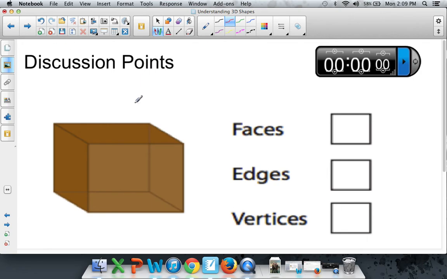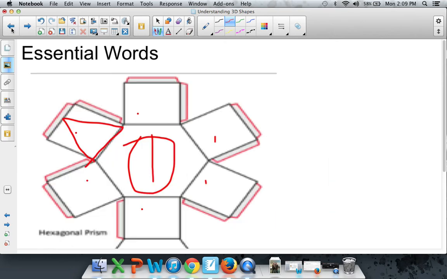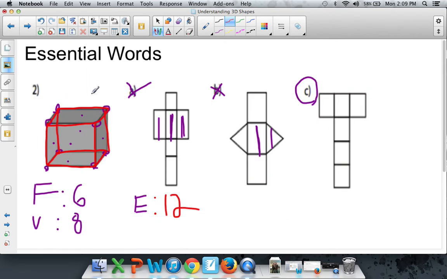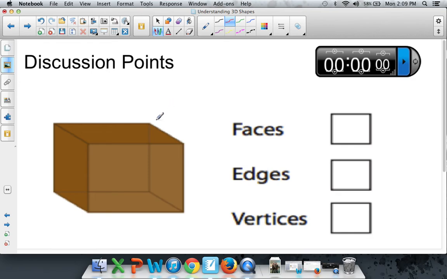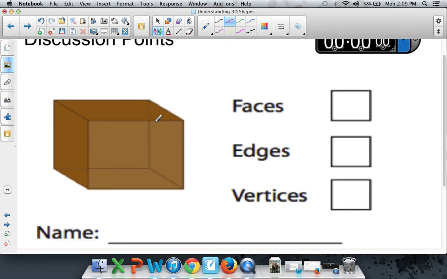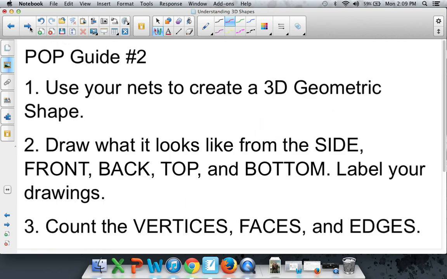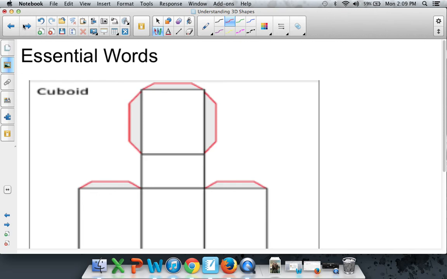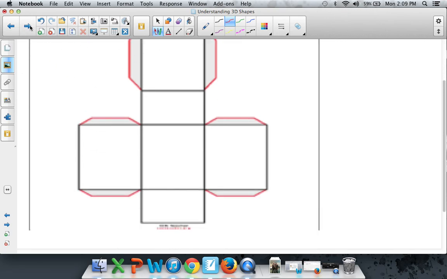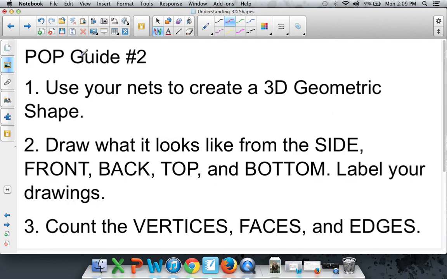Here's a cube, nothing fancy to work with, but if you at all paid attention to me blabbering on this page about practicing the faces, vertices, and edges, I'm sure that discussing this with a partner, or doing it by yourself if you prefer, would not be that hard. And last but not least, once again, I need you to make these shapes. It's a little bit harder because this hexagonal prism might take some patience. This cuboid or rectangular prism might take some patience, but make them. That's 1. Draw what they look like from the side, the front, the back, the top, the bottom.